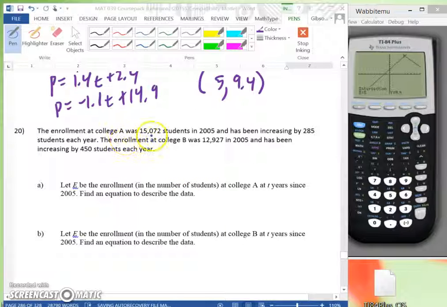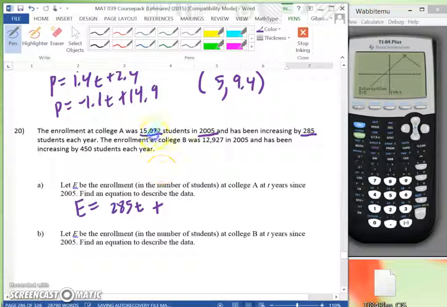Now it says find an equation to describe the data. So we would go here with College A. In 2005, there were 15,072 students. It's been increasing by 285 students each year. So we will use E is equal to... Now it's increasing by 285, so we know 285 is the slope. And T will represent our X because it's in T years. And then we started out, which would be our y-intercept, with 15,072 students. So this is the equation.